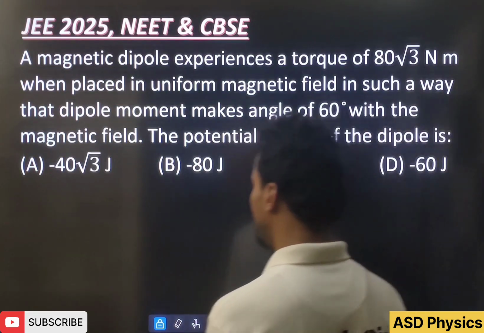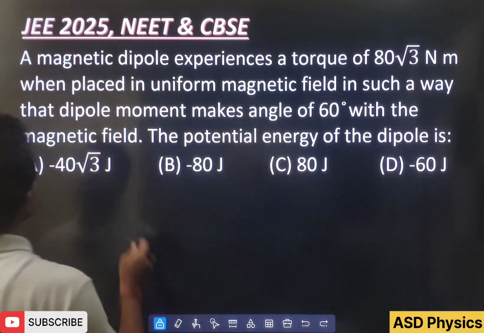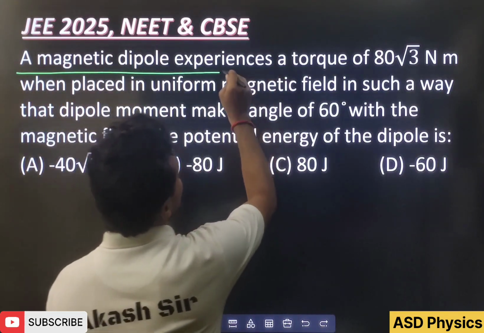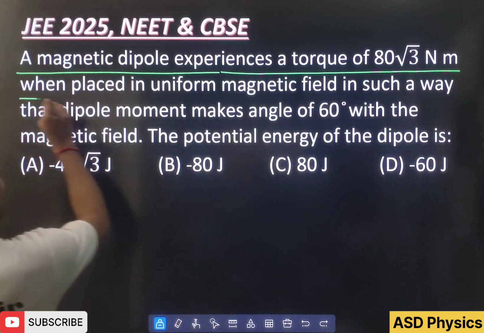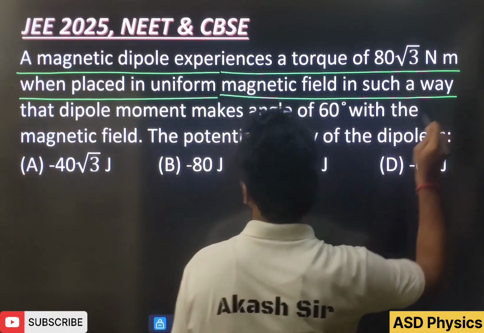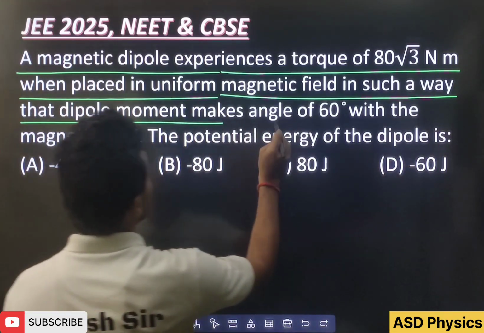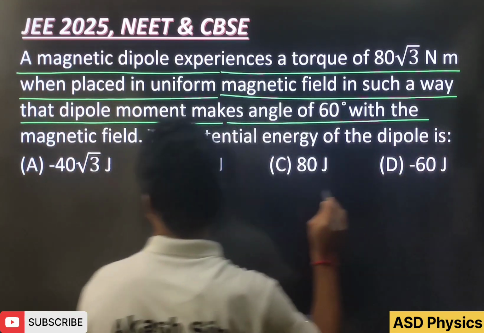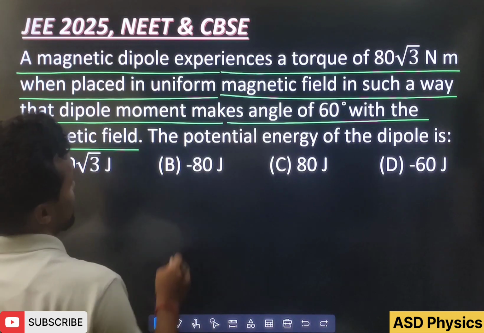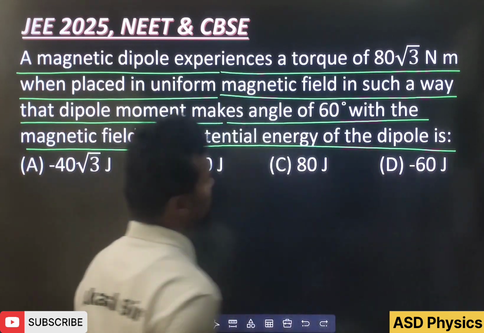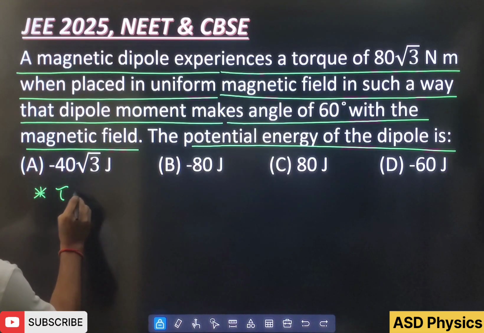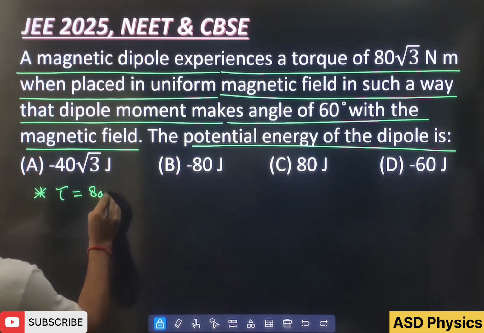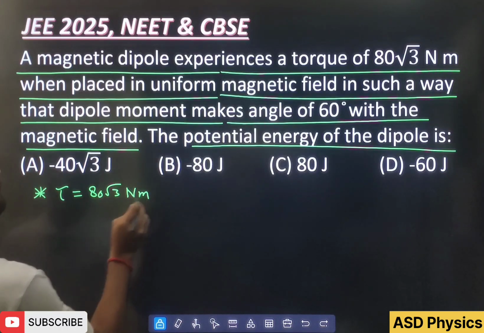Great. Now students, let's see the next question. A magnetic dipole experiences a torque of 80√3 newton meter when placed in a uniform magnetic field in such a way that the dipole moment makes an angle of 60 degree with the magnetic field. The potential energy of the dipole is how much here? Remember that in this question the torque given is 80√3 newton meter, is it? Newton meter, never joule.